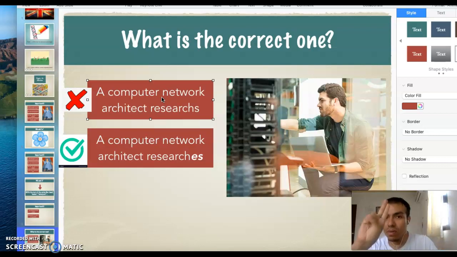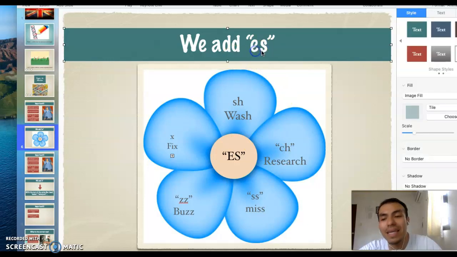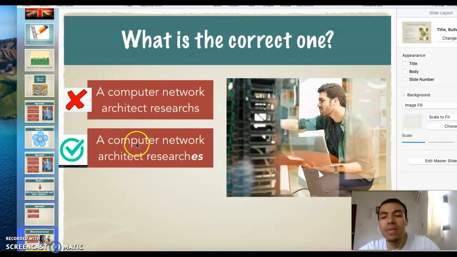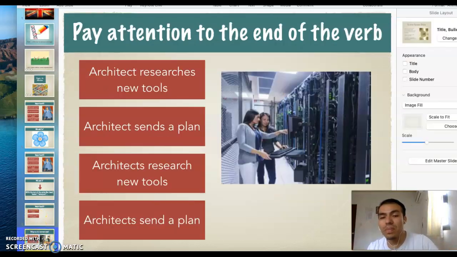Okay, correct. We have two steps. Number three, pay attention to the endings. In this case, we have the verb research. It ends with the letters ch, so we have to add the letters es. The letter s alone is not correct. So that's the reason case number two is the correct one. It researches, not researchs. Okay, pay attention to this point.